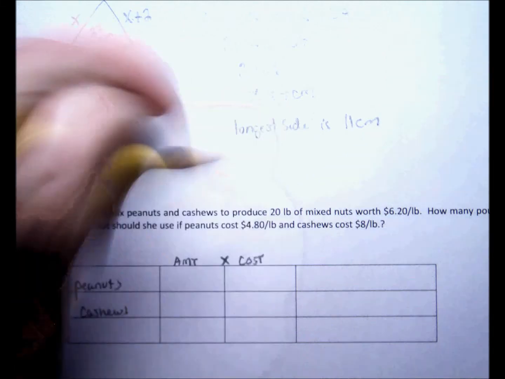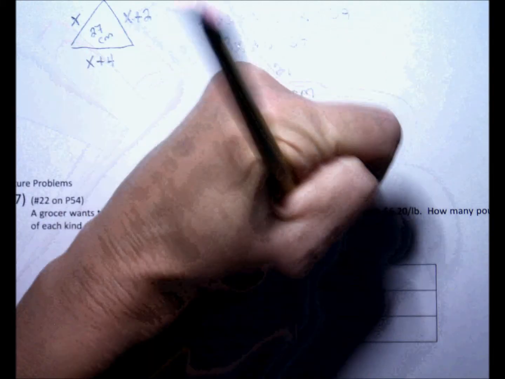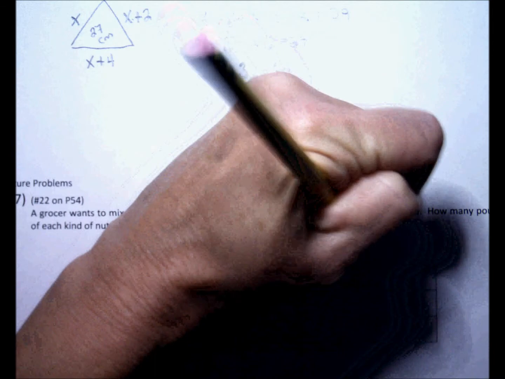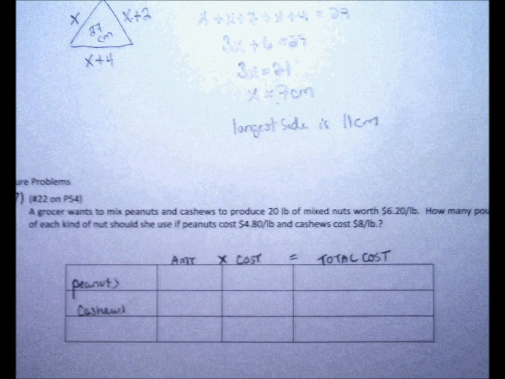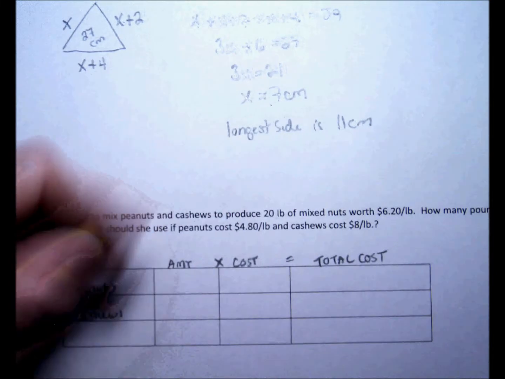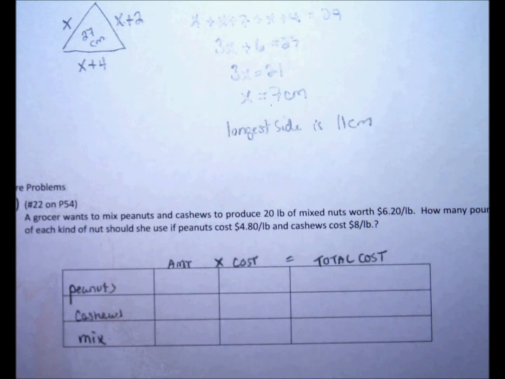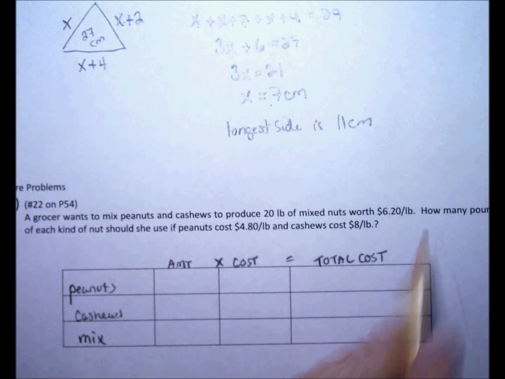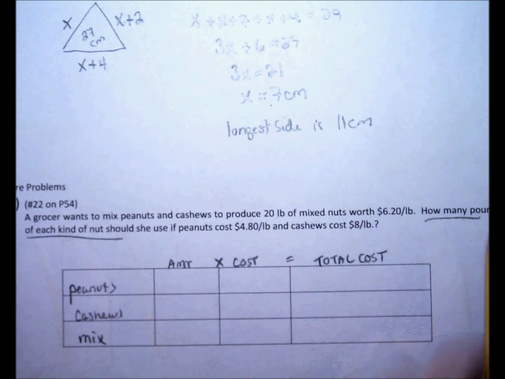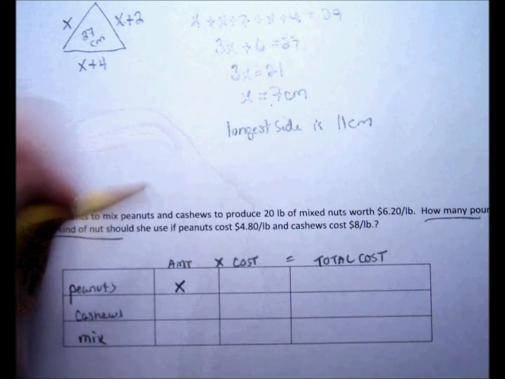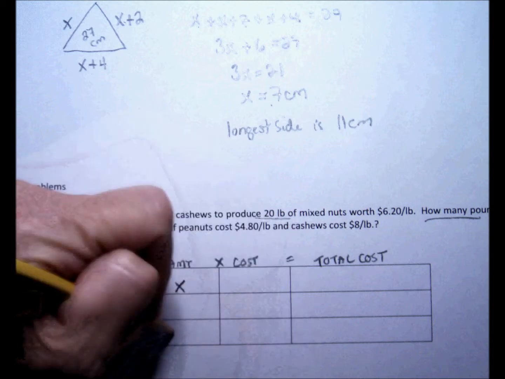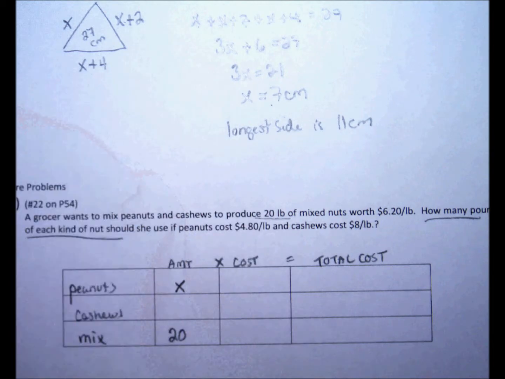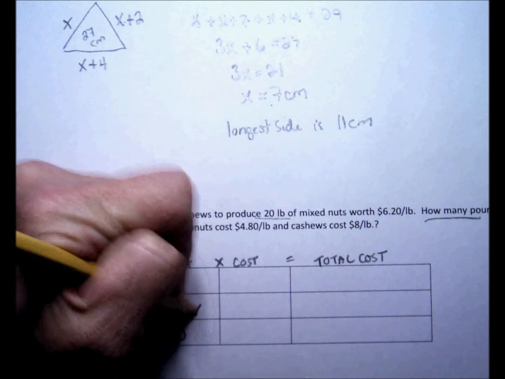In this case, we have a mixture of peanuts and cashews, and we want to make 20 pounds of mixed nuts. So our items are peanuts and cashews, and we know how much in terms of weight we have, the amount, and we know the cost. So if we have the amount and we have the cost per unit, then amount times cost is the total cost for that item. So this setup is very similar to the rate times time equals distance. So how many peanuts, oh, and let's put the mix down here.